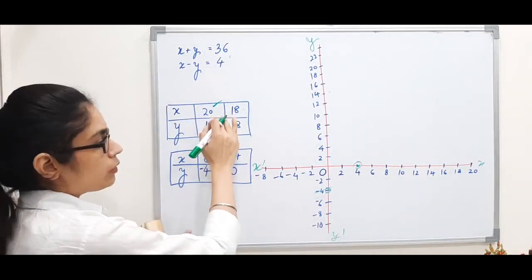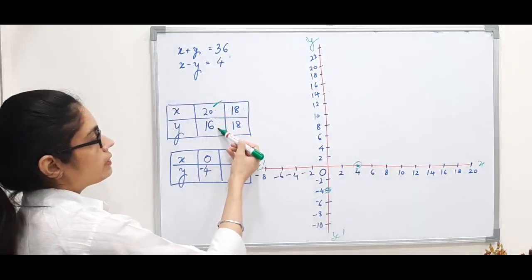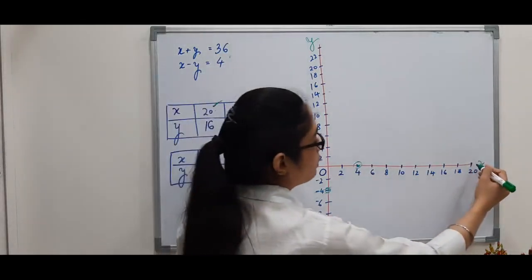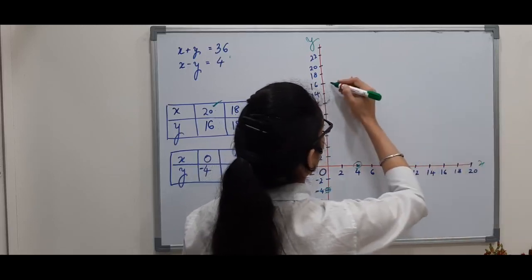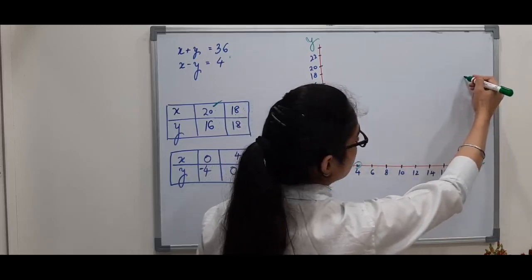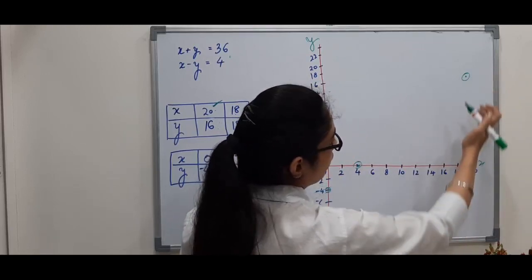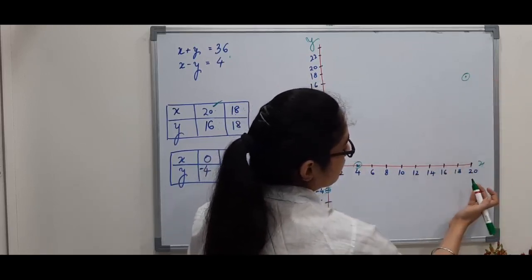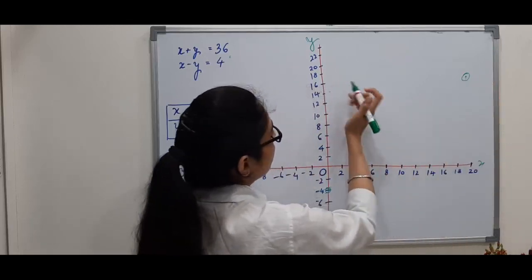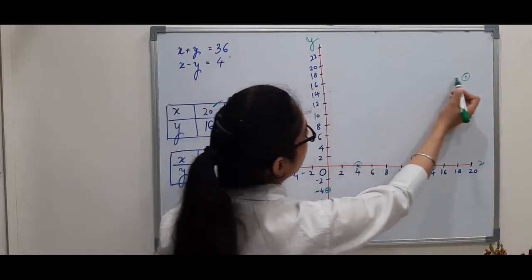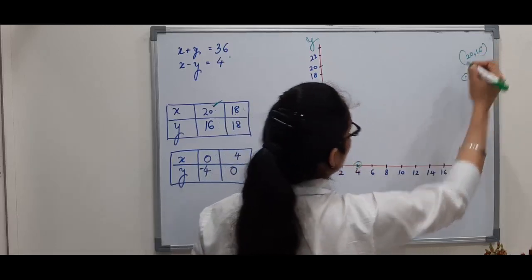Here x equals 20, in that case y equals 16. So let's move vertically upward till I get a point opposite to 16 and opposite to 20. If I look down at the x-axis, it should be opposite to 20, and if I look at the y-axis, it should be opposite to 16. So here this point is 20 and 16.